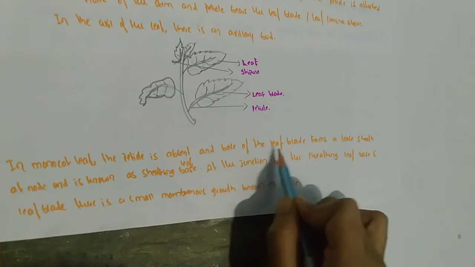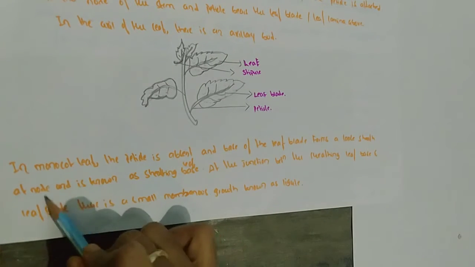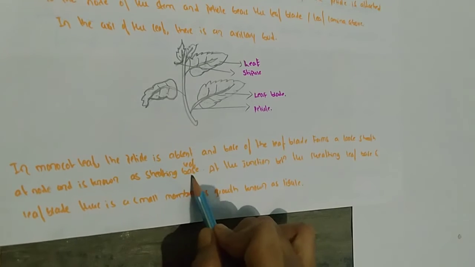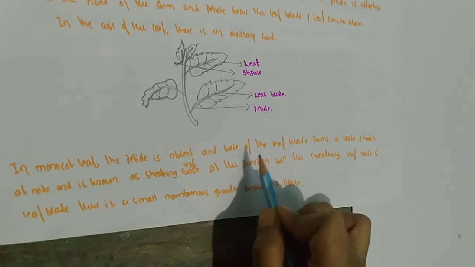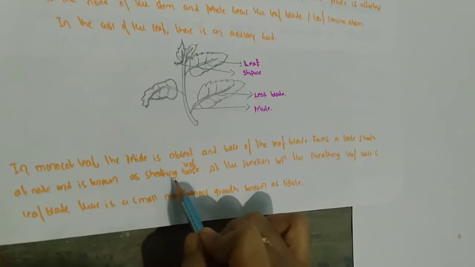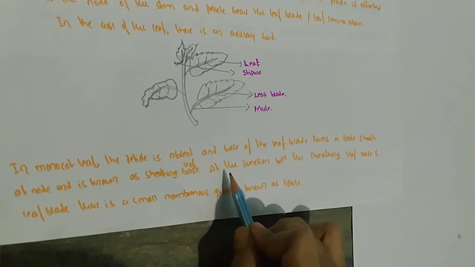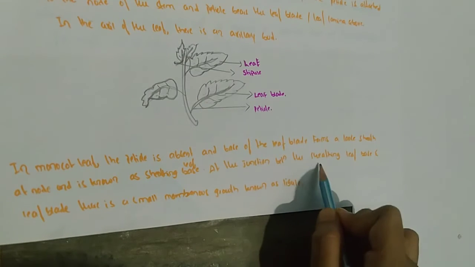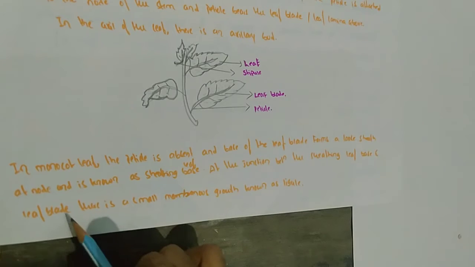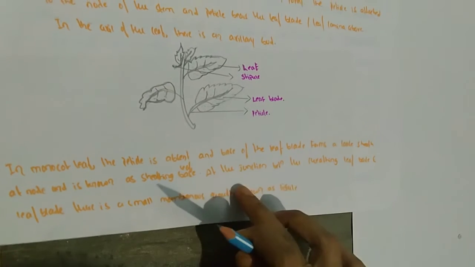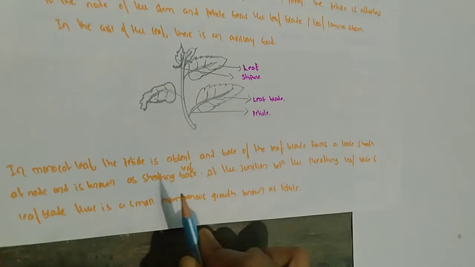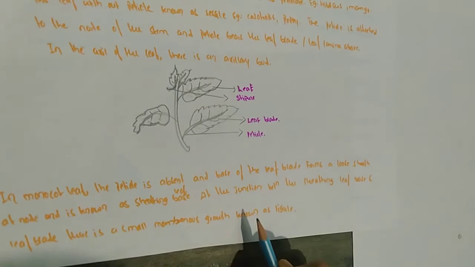The base of the leaf blade forms a loose sheath at a node, known as a sheathing leaf base. At the junction between the sheathing leaf base and the leaf blade, there is a small membranous growth called the ligule. Ligule means a narrow strap-shaped structure.